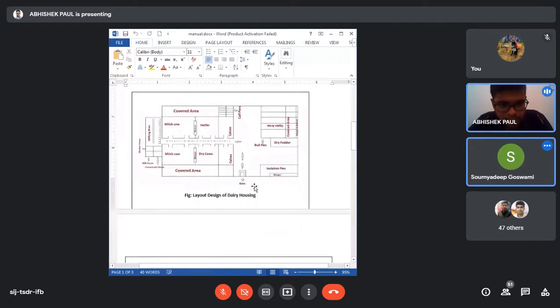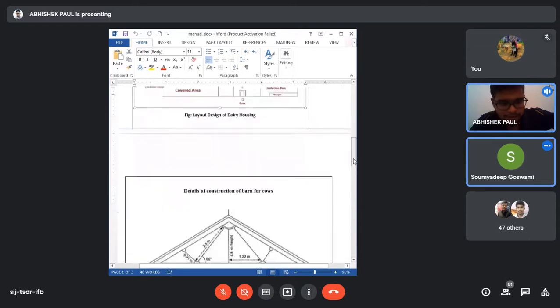So this picture is showing the layout design of the farm. How you will be arranging the different buildings in your farm: milk animal, dry animal, the calves, then male calf. So how you will keep the animal, this is the layout. I will not go much into details, but this is very important.